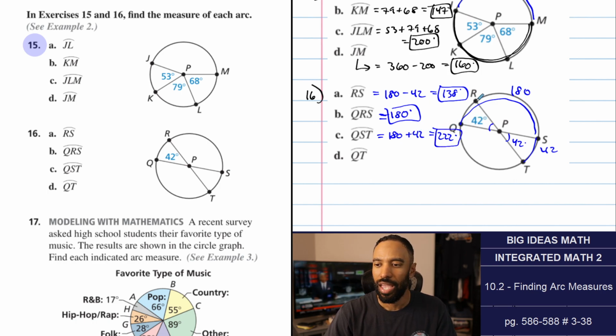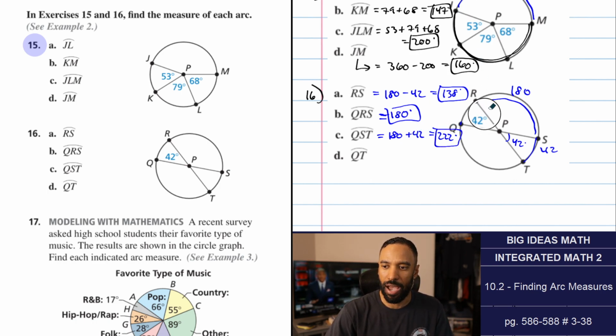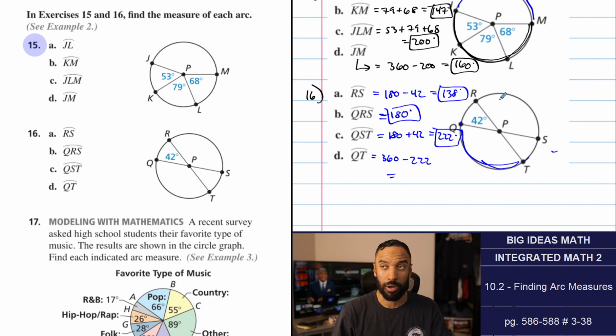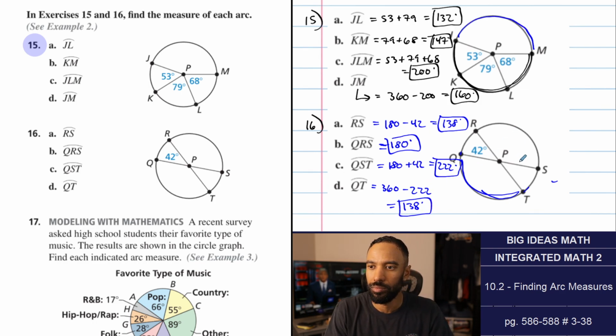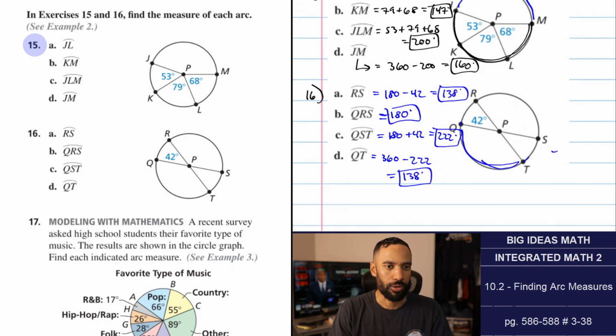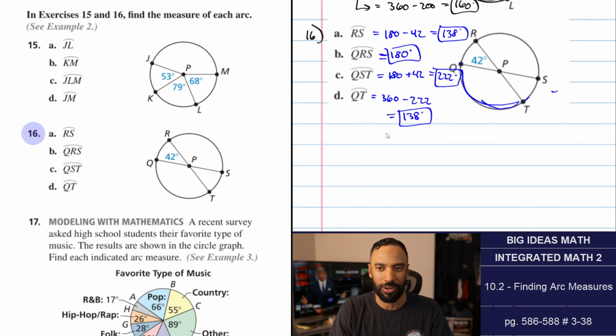And a cool answer. And then QT is the minor arc on this other side here. QT is the minor arc that's not the 222 degrees there. So we take 360 minus 222, and we get 138 degrees. Okay. So there are those two. Sorry I didn't bring this down. It's just because I had the problems already written up here.